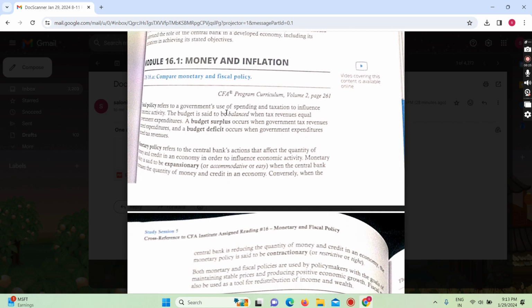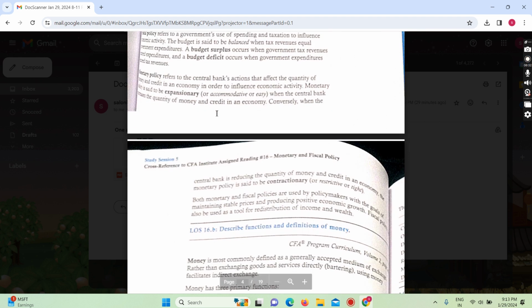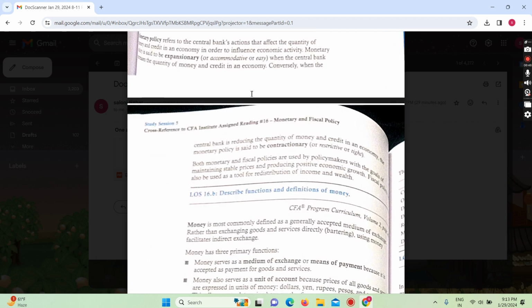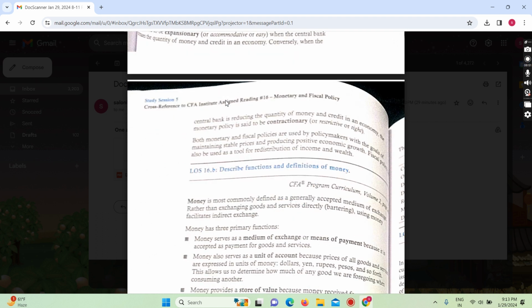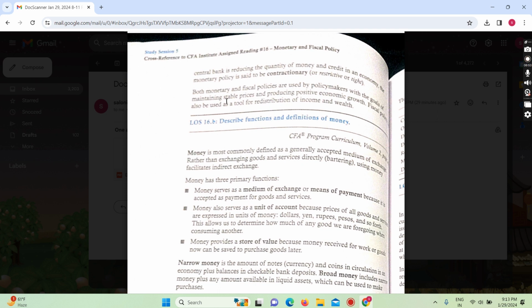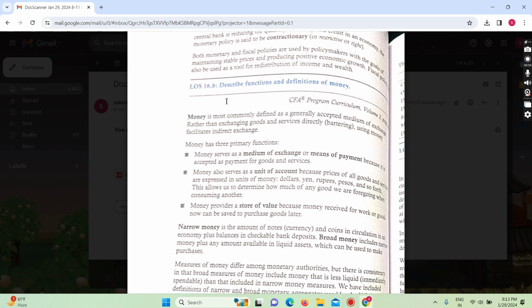Fiscal policy is nothing but the government's use of spending and taxation to influence economic activity, whereas monetary policy is how the central bank regulates the total money supply and the money and credit in an economy. It follows the expansionary policy when it wants to increase the quantity of money, and the contractionary policy when it wants to restrict it.